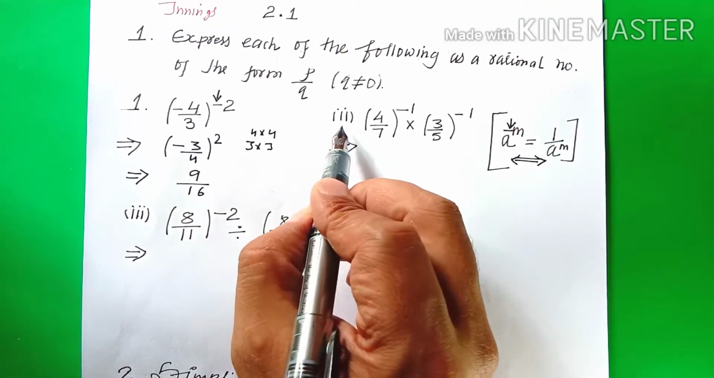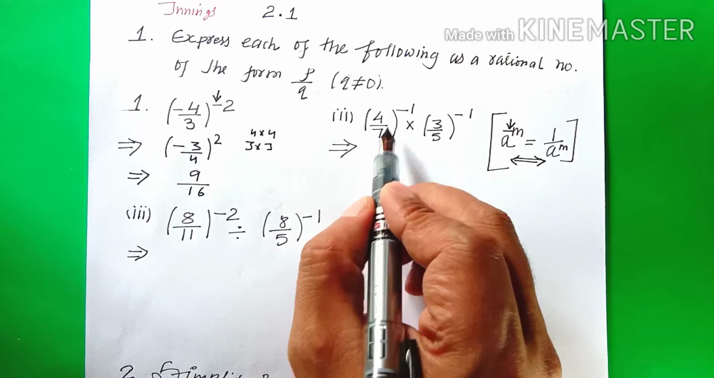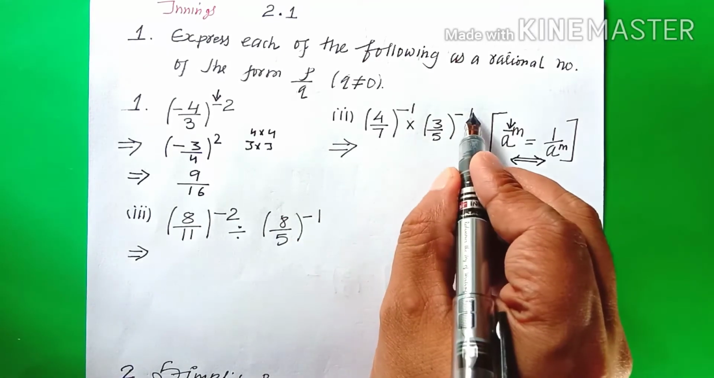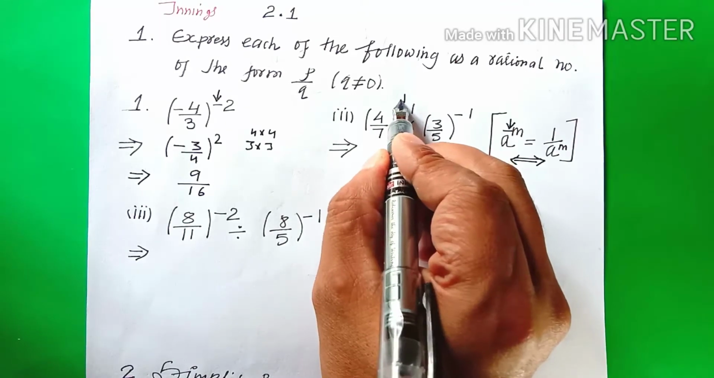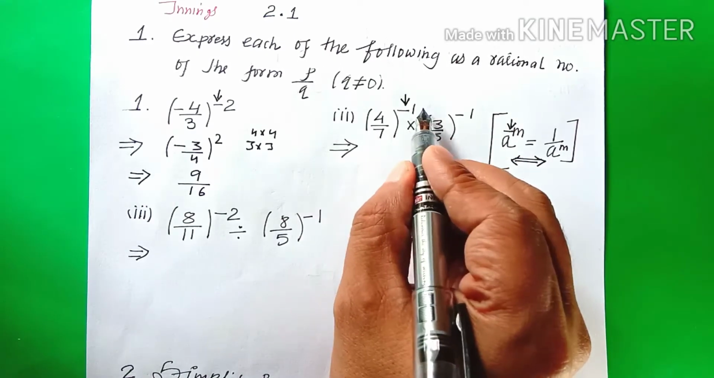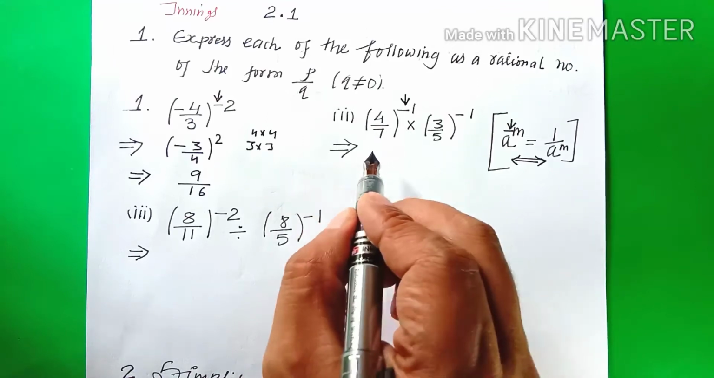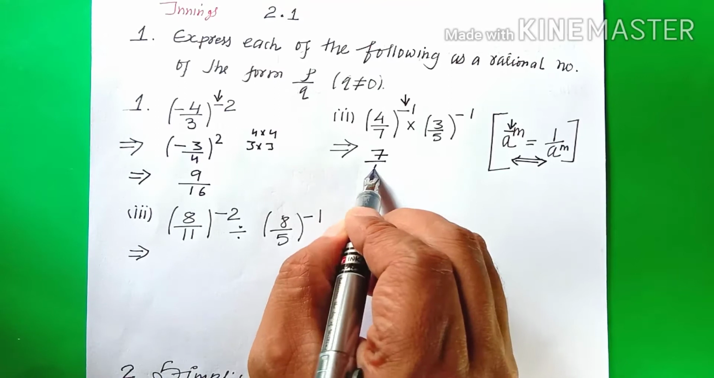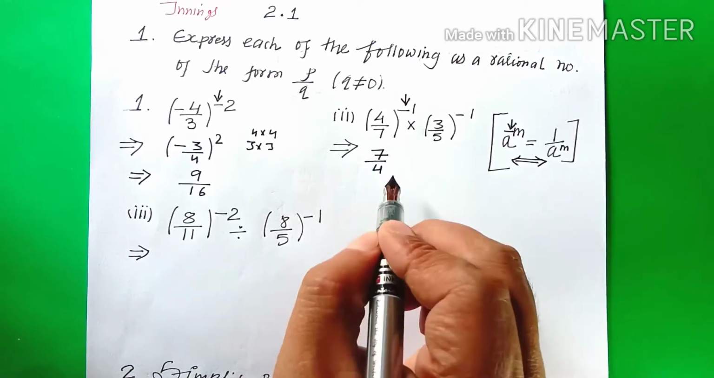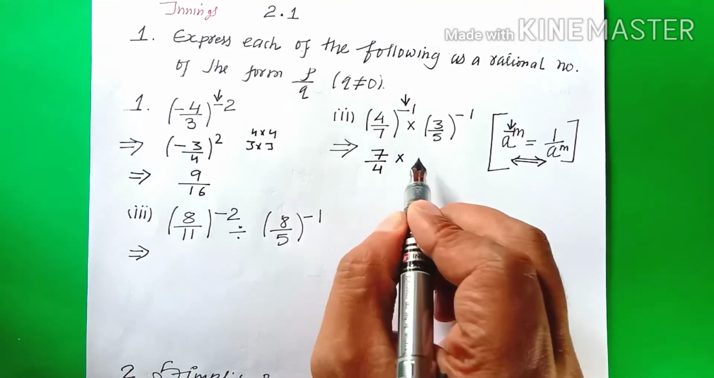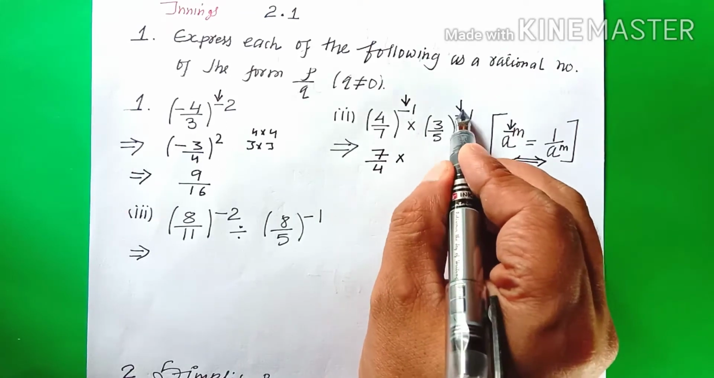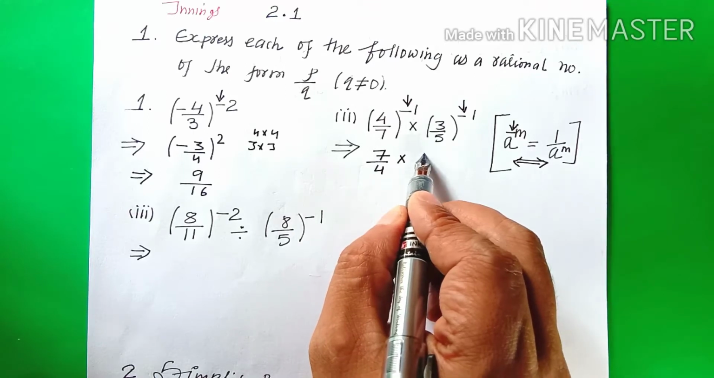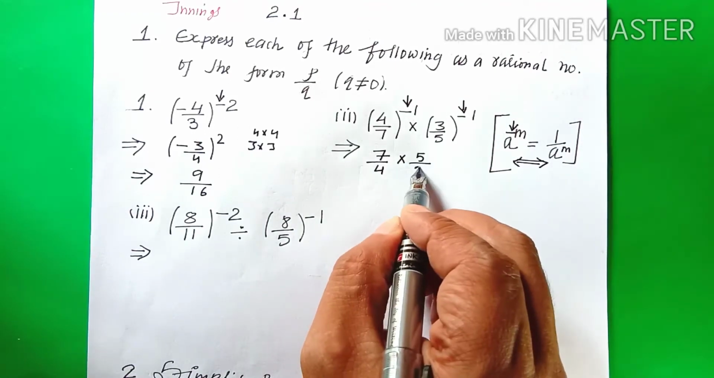So sub question number 2 here, (4 by 7) raised to minus 1 into (3 by 5) raised to minus 1. Again here you can change the negative power into positive power. At that time, the base will take the reciprocal. So the reciprocal of 4 by 7 equals 7 by 4 raised to plus 1, which means we don't need to mention it. Again here, change this negative power to positive power. Now the base will take the reciprocal, that will give here 5 divided by 3.